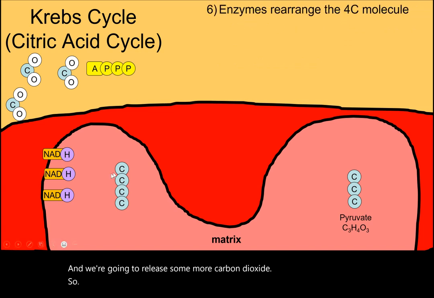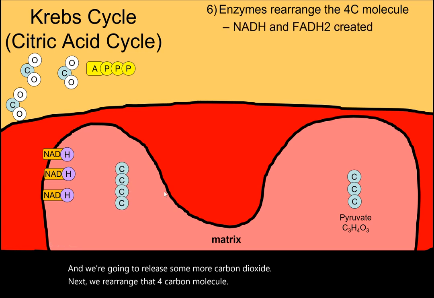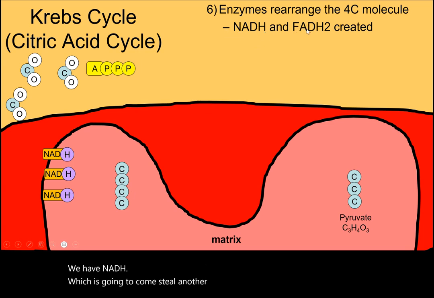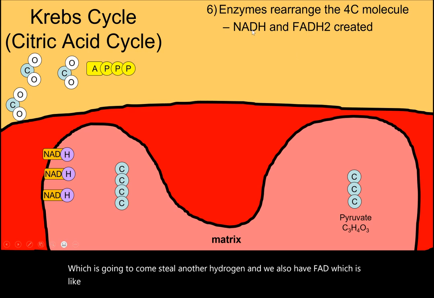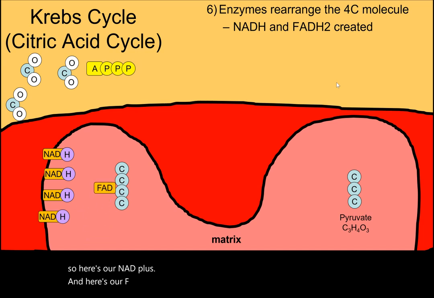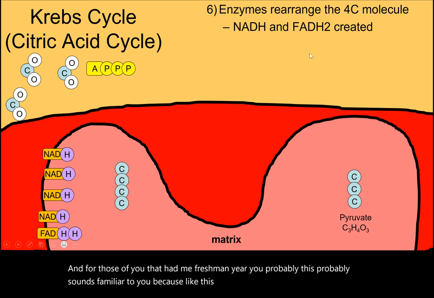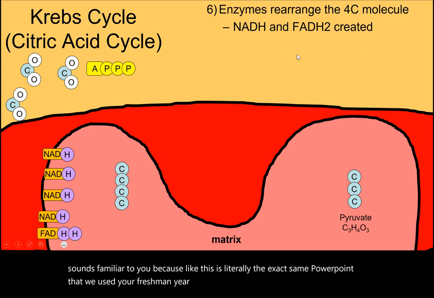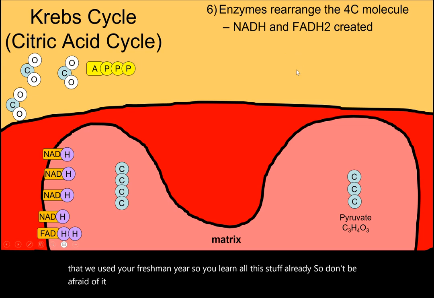So next, we rearrange that 4-carbon molecule. We have NADH, which is going to come steal another hydrogen. And we also have FAD, which is fatter than NAD. It's going to steal 2 hydrogens instead. So here's our NAD+. And here's our FAD. It's going to steal 2. And for those of you that had me freshman year, this probably sounds familiar to you because this is literally the exact same PowerPoint that we used your freshman year. So you learned all this stuff already. So don't be afraid of it. You got it then, you'll get it now too.